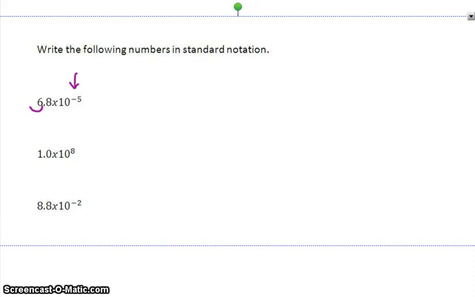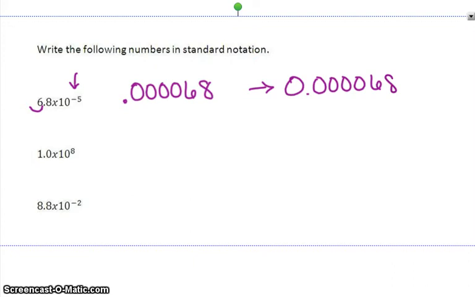While the 6 takes up one of the places, the other 4 places are going to become zeros. So 1, 2, 3, 4, 5. There's our number. Now you can also write this as 0.000068. And that's the same thing. Not picky. The same number.